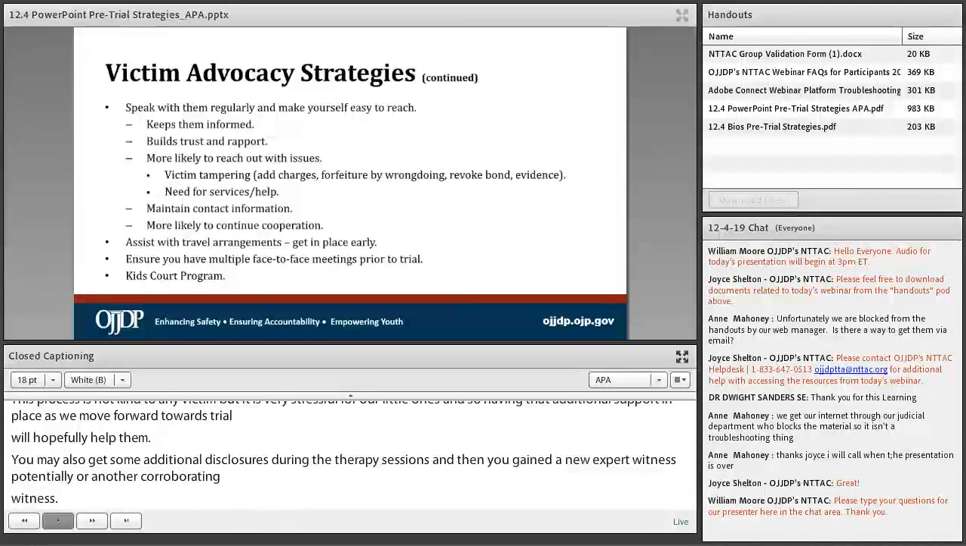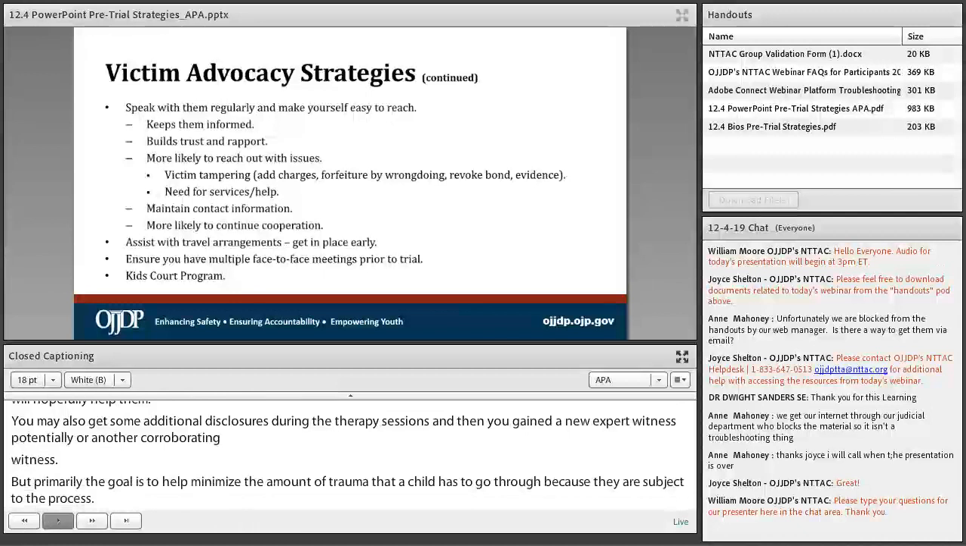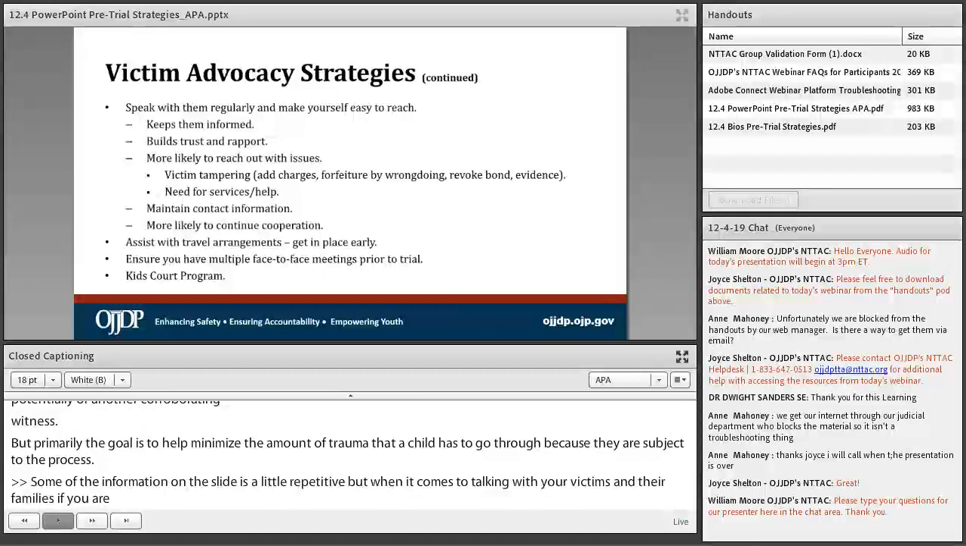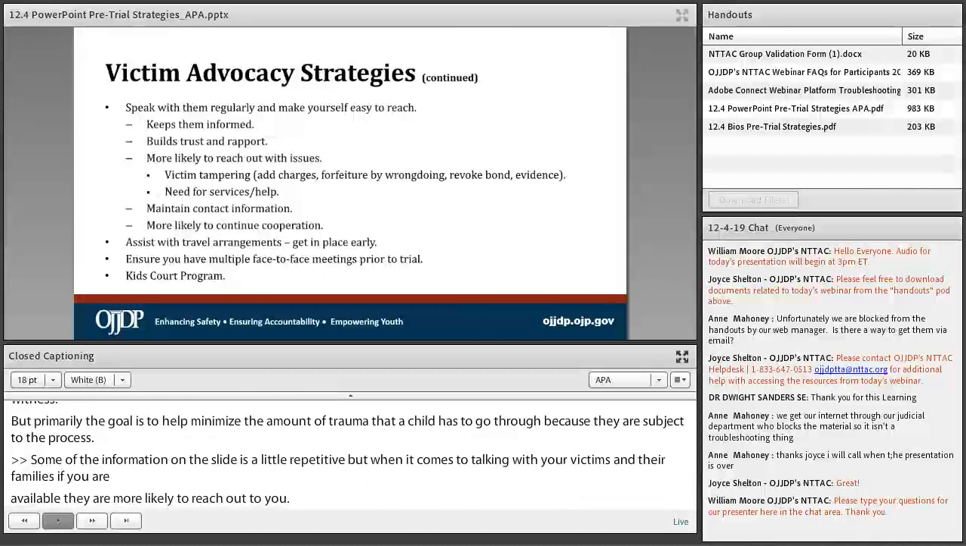Some of this information on this slide is a little repetitive, but when it comes to talking with your victims and their family, if you are available, they are more likely to reach out to you. If they start to experience maybe some victim tampering issues, they might feel comfortable enough to come to you and say, hey, we're really scared, this thing is happening, can you help us? Or if they need other services or other help, you can be there to help them through the process, and then they know that you will be there for them.